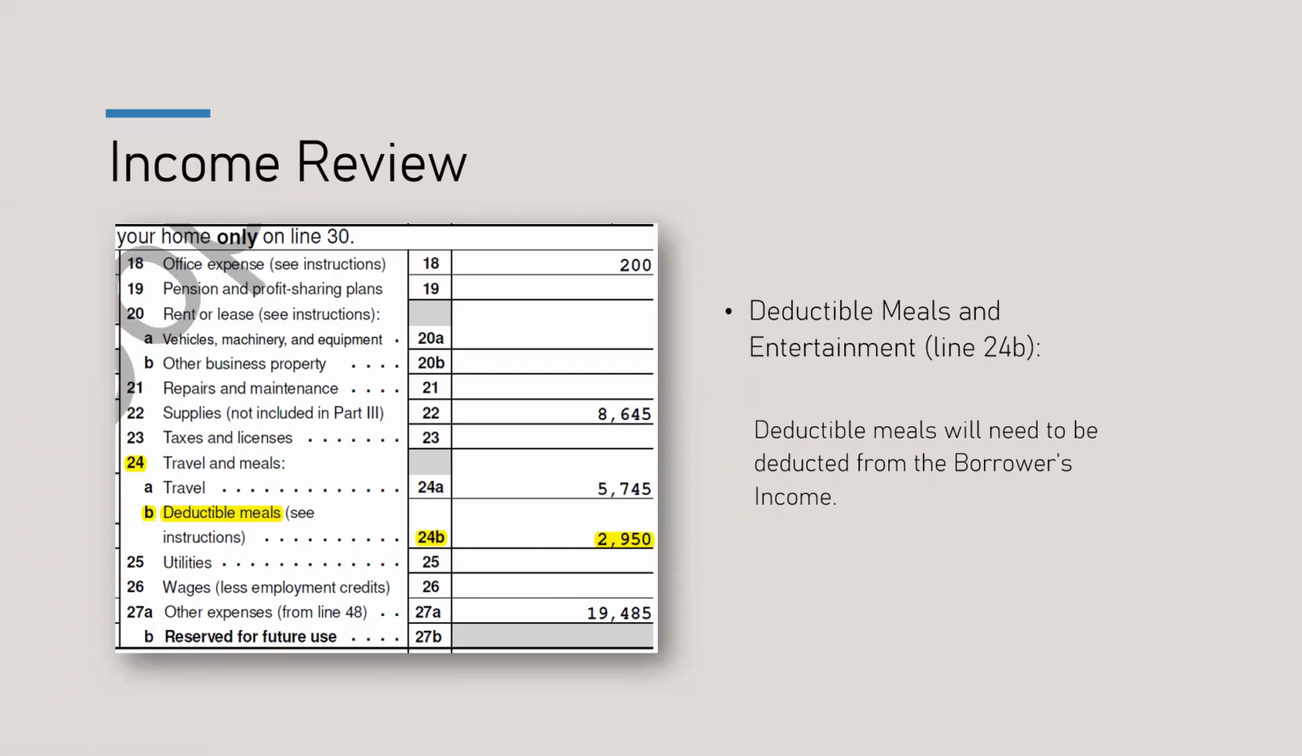We did have a situation where we had a borrower who had deductible meals and it was not deducted. Unfortunately, it brought our DTI over 50%. And of course, we had to figure out either getting a cosigner or figure something else out, right? Because this can be a do or die. So you do want to take a look at your deductible meals.